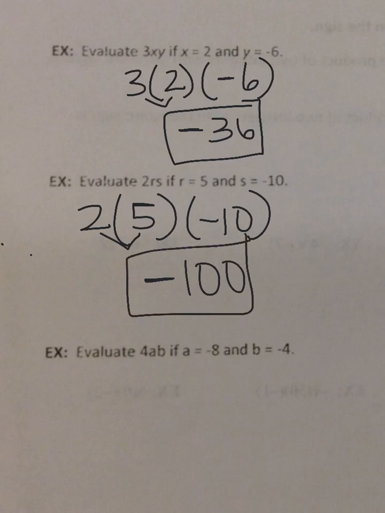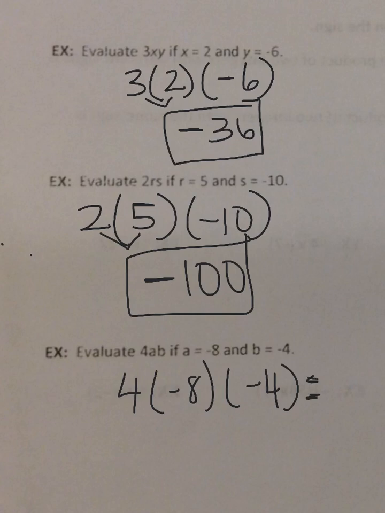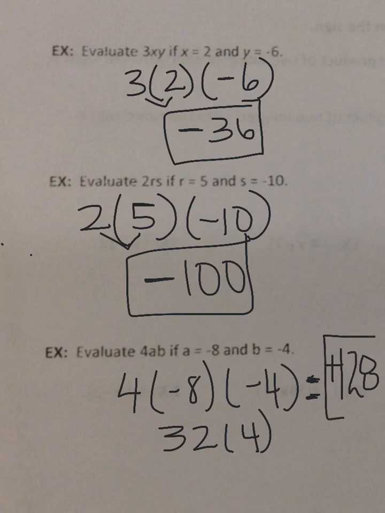And then the last one, evaluate 4 times a times b if a equals negative 8 and b equals negative 4. So I'm going to substitute a is negative 8 and b is negative 4. With this one, I have an even number of negatives, which means my answer is going to be positive. When I multiply, 4 times 8 is 32, and then 32 times 4 will give me a positive 128.